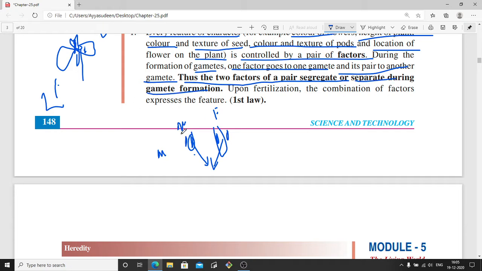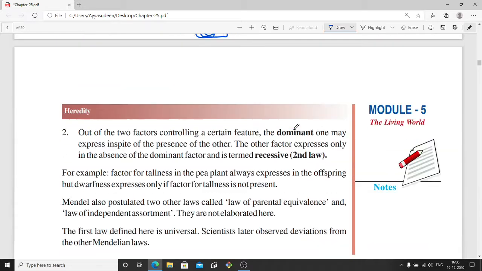So these are pairs, okay. But during the gamete formation, a new gamete is forming for the next generation. So they separate. So one is separated and one is separated from here. Then upon fertilization, the combination of factors. So these two factors combined, right? So this new combination expresses the feature. So this is the first law, his first law.